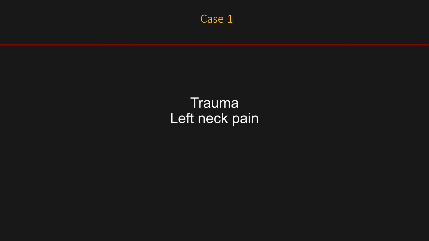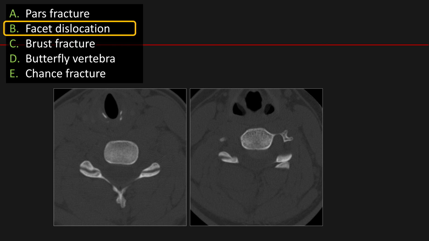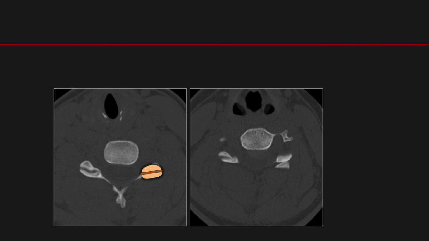So for case 1, it's a trauma. Here, the answer is facet dislocation bilaterally. On axial view, a normal facet joint looks like a hamburger. This one, on the other hand, looks like the hamburger bun has been flipped. This is referred to as the reverse hamburger bun sign.